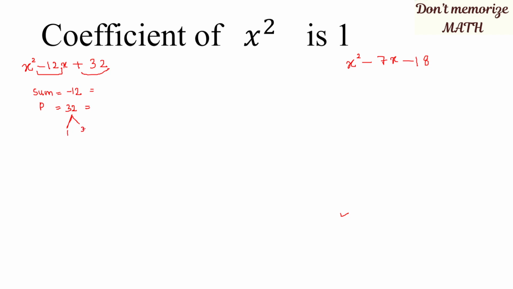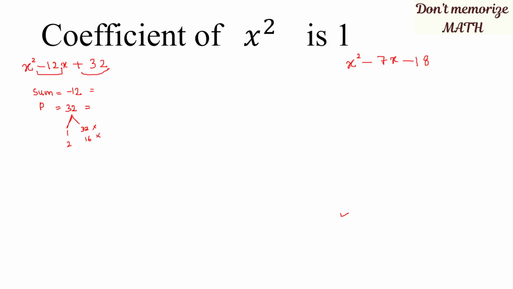Okay, how we will get 32? 1 times 32 is 32. So 1 times 32, if you are adding or subtracting, we cannot get minus 12, right? So it is not the correct pair. So the second pair is 2 times 16. So 2 and 16, 16 plus 2 is 18, we cannot get the sum. 16 minus 2 is 14. No, we cannot get minus 12 as sum.